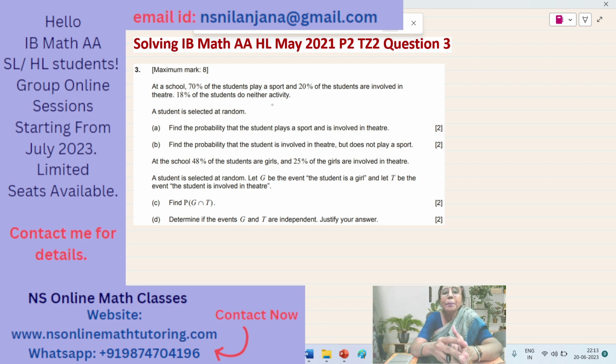So for this type of questions, we start our answer by drawing a Venn diagram. It gives us a visual representation of the situation, so it makes the answering part easier. So we start with drawing of the Venn diagram. In this case, we know that we will be having two sets. One will be the sports set and another will be the theater set.